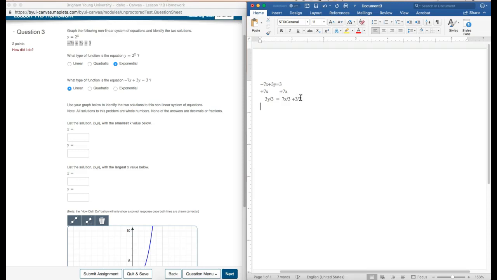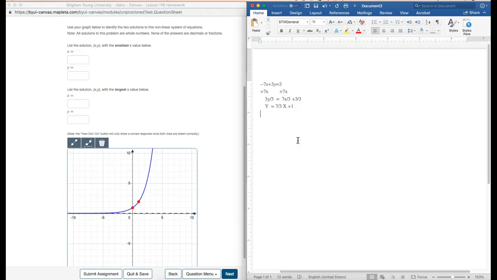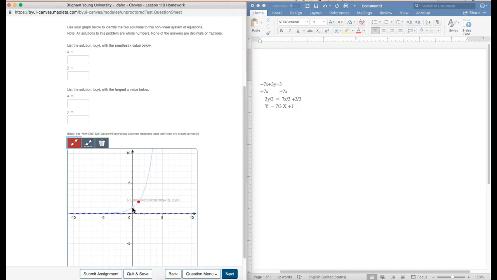On the left-hand side, 3 divided by 3 is 1. 1 times y is y, or you can just think of them canceling each other out. So y equals 7/3 x, and then 3 divided by 3 is 1. Okay, so that tells me that I can find the y-intercept at positive 1, which is really nice because this is also where our exponential function is graphed. So I have it at 1.